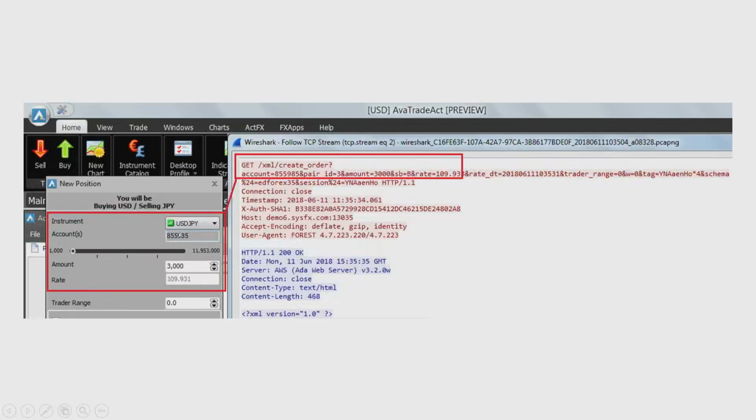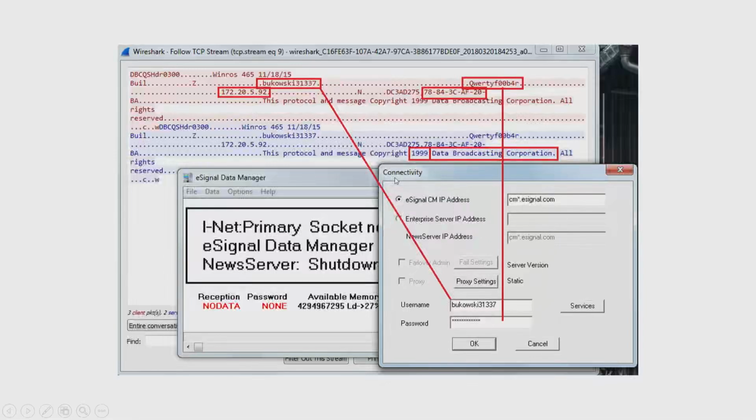Here, we can see a classic HTTP request. I'm sending an order to buy this instrument, and you can see clearly here your account number, the amount of money you're buying, etc. This is another clear example. This is Wireshark. This is a proprietary protocol.